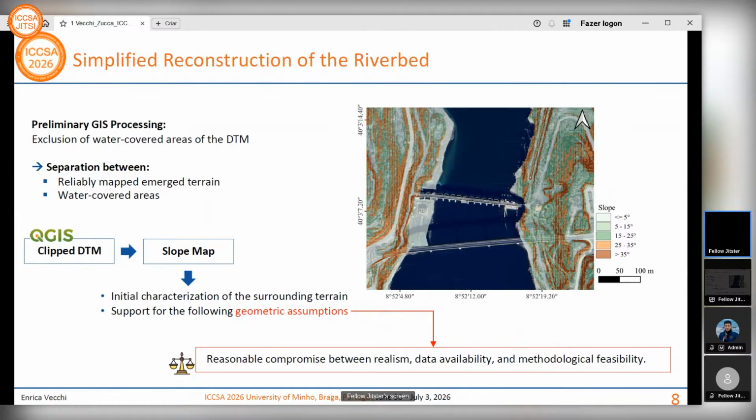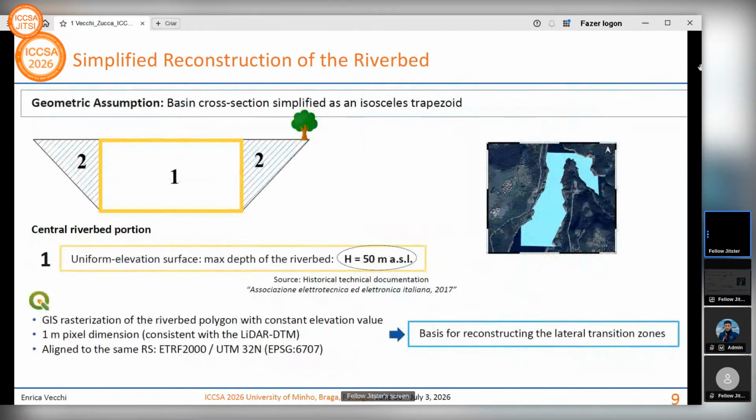It should be highlighted that our geometric assumptions are intended to result in a simplified model. As I said, we found a reasonable compromise between realism and data availability. So this is a simplification. What we did was to hypothesize that the basin cross-section could be simplified as an isosceles trapezoid, where the central part is a uniform height value surface, with only one value of height, that is 50 meters above the mean sea level. This value was the maximum depth that we retrieved from some literature about the dam.